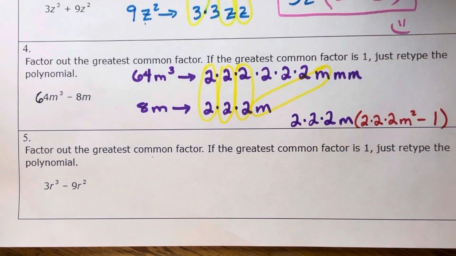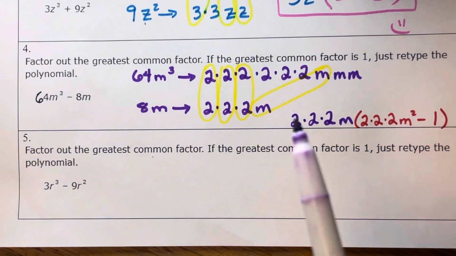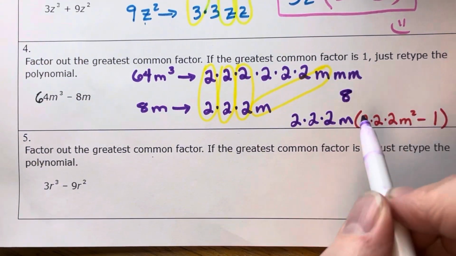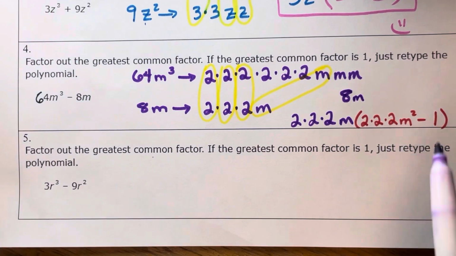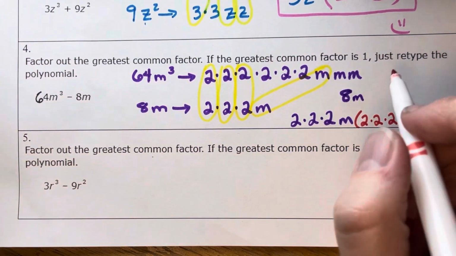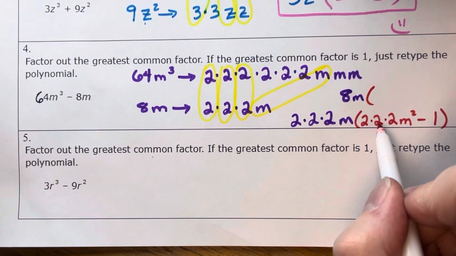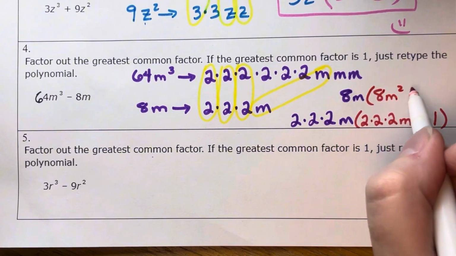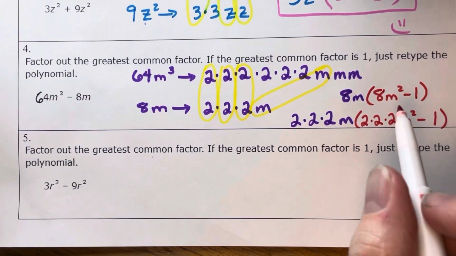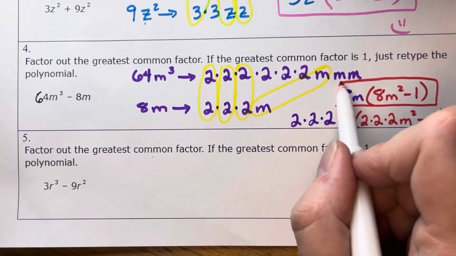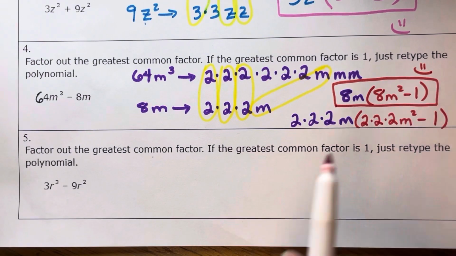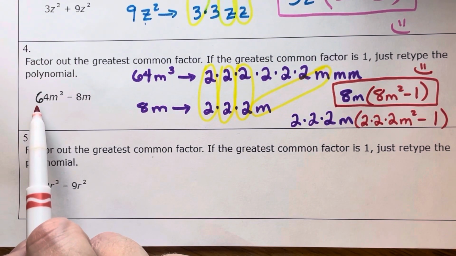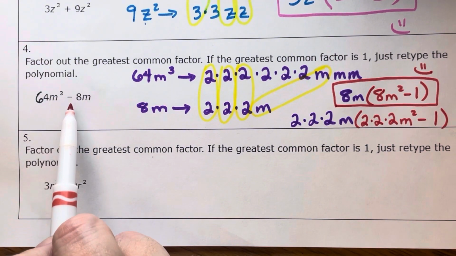Let's clean this up. Time for our final answer. 2 times 2 times 2. Well, that's 8. And an m right there beside it. Open your set of parentheses. 2 times 2 times 2 is another 8, with an m squared minus 1. Close your parentheses.